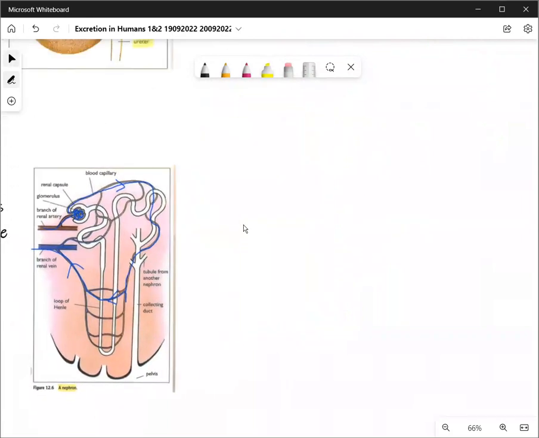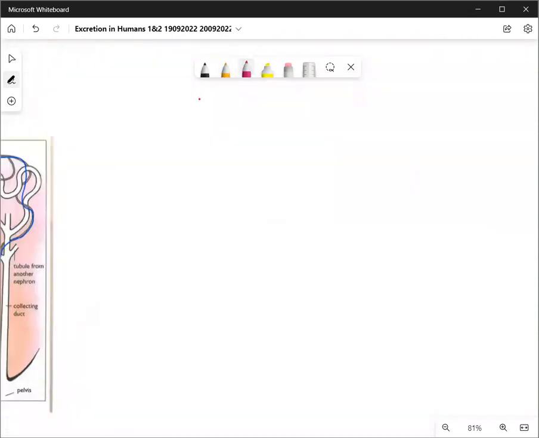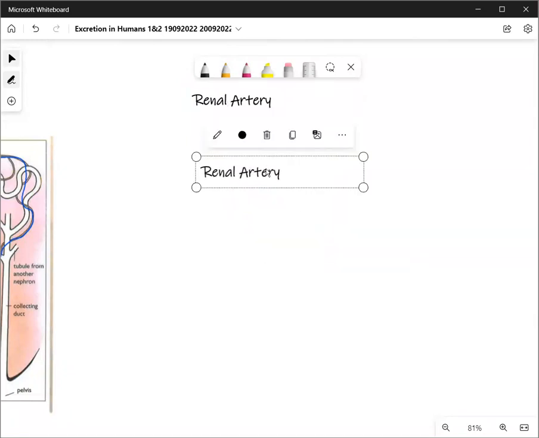Now the first thing we have is that the blood enters from the renal artery. I'm going to write this down, renal artery. Make it on your notebook as well. Then the second thing we have is that the blood enters the glomerulus. Okay, glomerulus. Now something else happens.